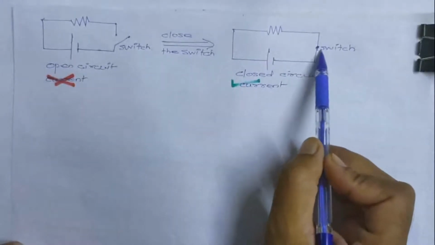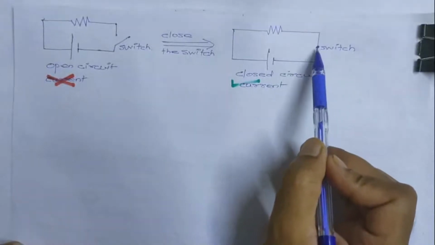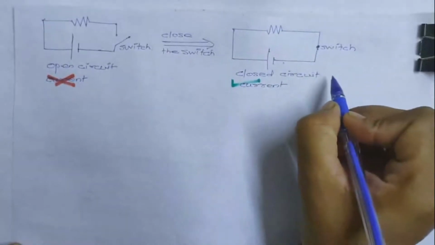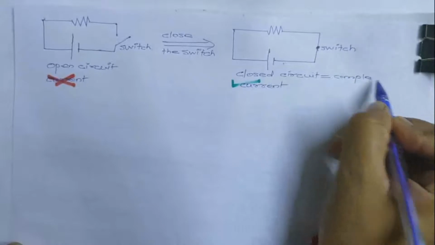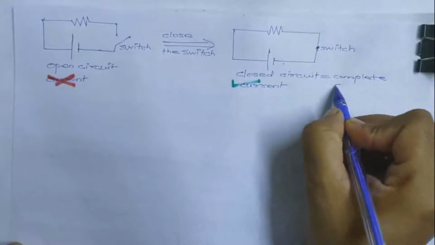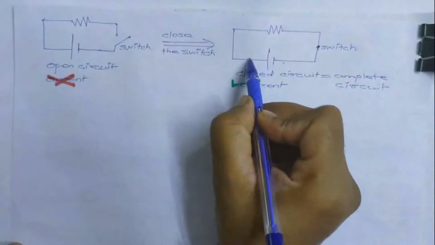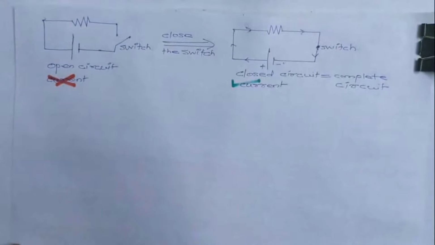When you switch on the tube light, the circuit becomes complete. That means it becomes closed again. So a closed circuit means it is a complete circuit. After closing the circuit, it becomes a complete circuit. If the circuit is complete, only then will current flow. In which direction? This is the positive end, this is the negative end of the battery, so it will flow from this end, this way. It is as simple as that. So this is the work of a switch.